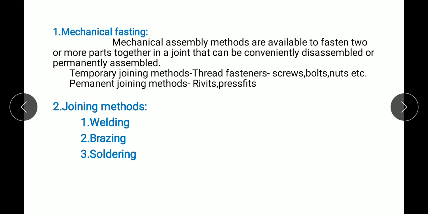Without mechanical fastening, there is no component in the mechanical industry. Next one is permanent joints. Permanent joints means rivets and press fit. Rivets is also a joining process. When we join with rivets, there is no change in the physical structure. Initially the component is one way, finally also it is the same component, there is no change in the physical structure.